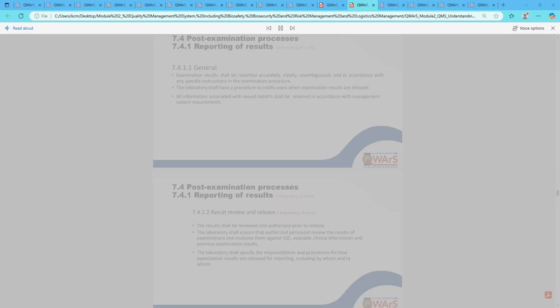7.4 Post-examination processes, 7.4.1 Reporting of results, 5.8 Reporting of results. Examination results shall be reported accurately, clearly, unambiguously, and in accordance with any specific instructions in the examination procedure. The laboratory shall have a procedure to notify users when examination results are delayed. All information associated with issued reports shall be retained in accordance with management system requirements.